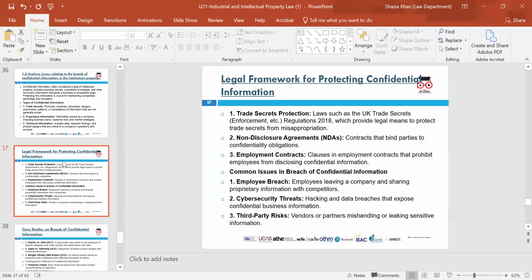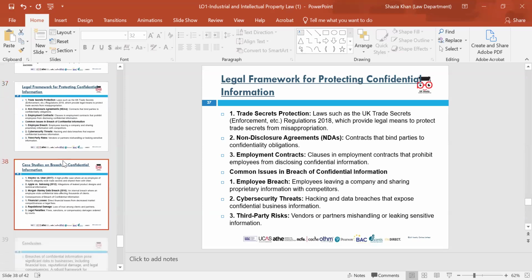Common issues in breach of confidential information: employee breach, leaving a company and sharing proprietary information with competitors. An example would be KFC, where someone might go out and share the recipe. Cyber security threats, hacking and data breaches that expose confidential business information, and third-party risks where vendors or partners mishandle or leak sensitive information.